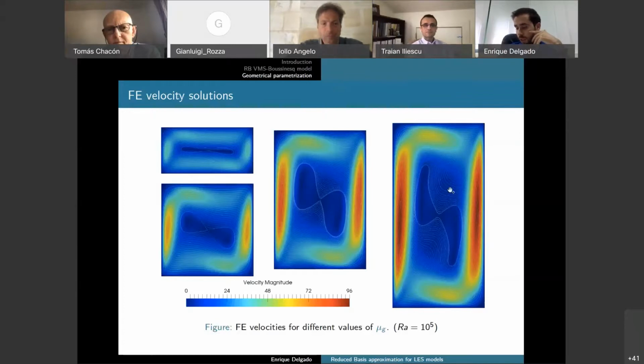approximation. Even though we need to get a large number of reduced basis functions, I think although this is quite complex, it's a good point to perform more complicated flows.